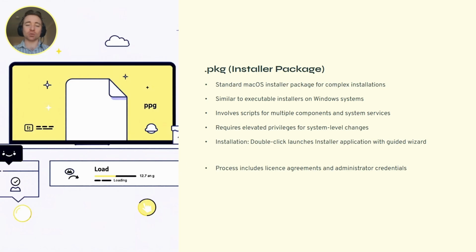The next one is the package or the .pkg. Forgive the terrible AI image over here, but it helps me avoid copyright, which allows me to deliver this to you speedily and ready for you to learn. So the .pkg is a package, and this is the standard macOS installer package for complex installations. It's similar to an executable installer on Windows. So you know on Windows you have .exe, Mac you've got .pkg. It has scripts for multiple components and system services. It requires elevated privileges for making system level changes. In order to install this, you double click, which launches the installer, and it will guide you through that process.